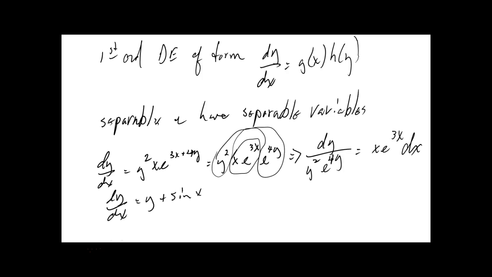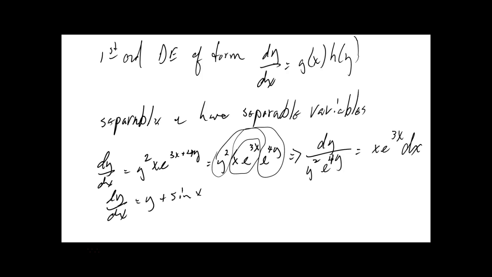Guess what with this one? You cannot separate that into a product. It's a sum, but not a product. And there's no way any kind of manipulation you can do will get that to be a product. It's always going to be a sum. So this is not a separable equation.